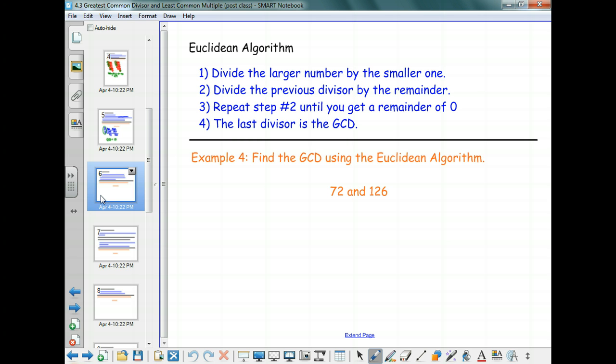What am I going to do? Great, 126, the larger value, and I'm going to divide by 72. So how many times will 72 go into 126? Once. 1 times 72 is 72, and what do I get as my remainder? 54.